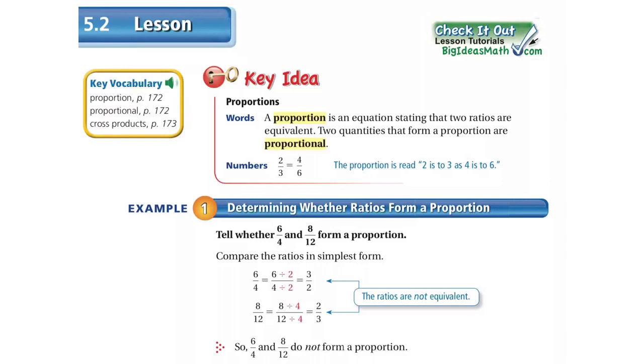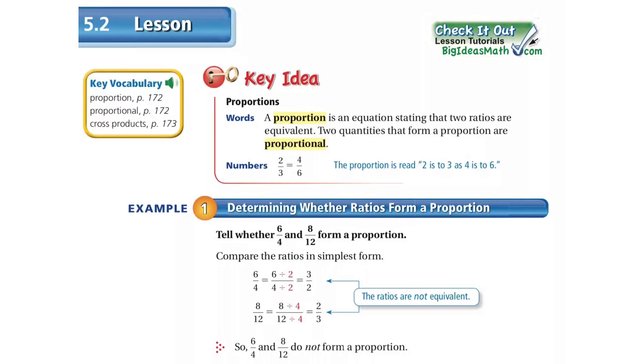So remember, proportions are like fractions, but really what we're looking at here is making these two things that look like fractions equal to each other. So for example 1, determining whether ratios form a proportion. And it says, tell whether 6/4 and 8/12 form a proportion. Well, you can compare the ratios in simplest form. So we simplify 6/4 to 3/2, and we simplify 8/12 to 2/3. We know that 3/2 and 2/3 are not equal, so this does not form a proportion.